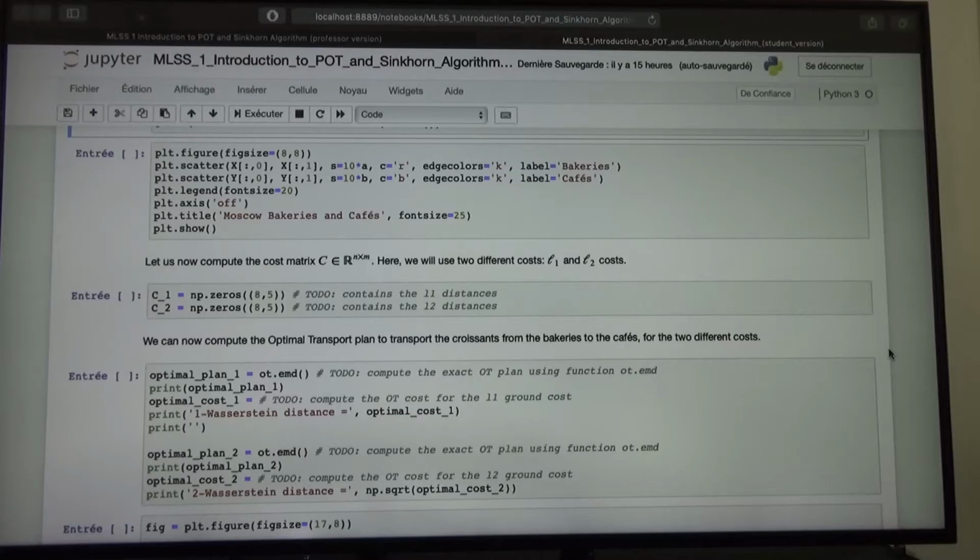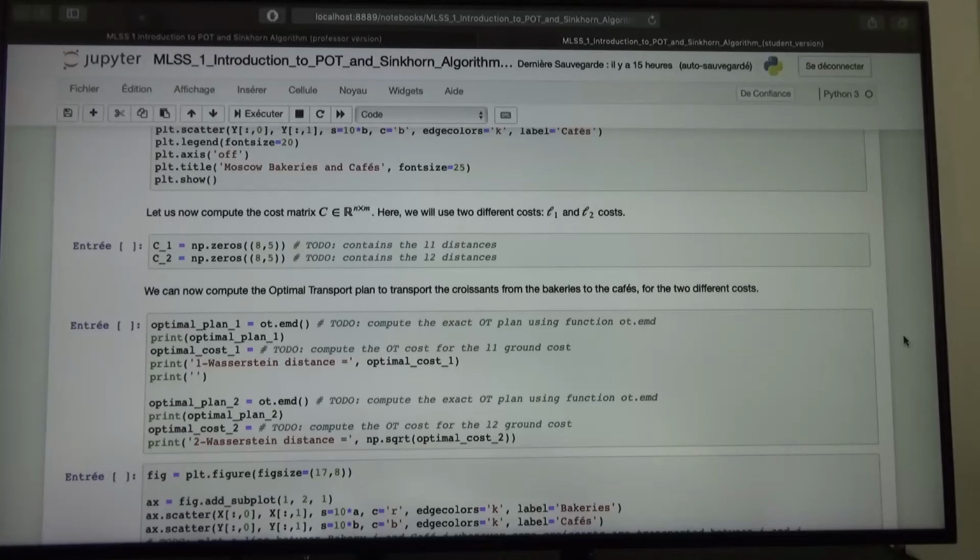So here, let's say we just want to compute the L1 and L2 distance between the two. So this will give us 2 different cost matrices and 2 different solutions, and we'll see how the choice of the ground metric, that is a choice of how you compute the cost of transportation between a bakery and a café, will impact the solution, the optimal transport plan between the bakeries and the cafés. Okay?